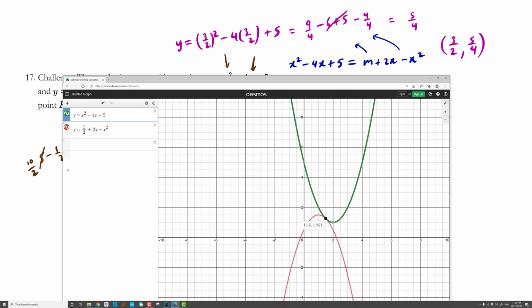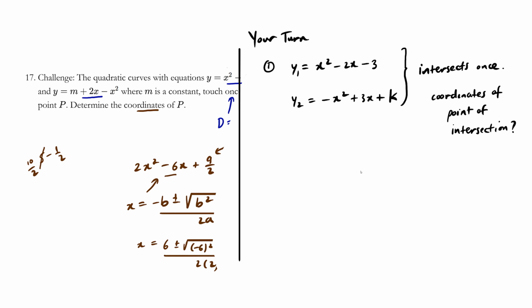So here is the actual Desmos graph. We plugged in 1/2 as the m value, and you can see indeed this is the correct answer. Okay, it's your turn.